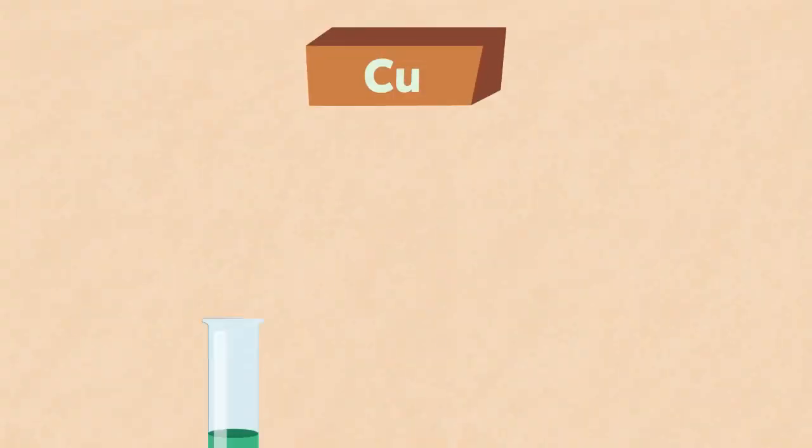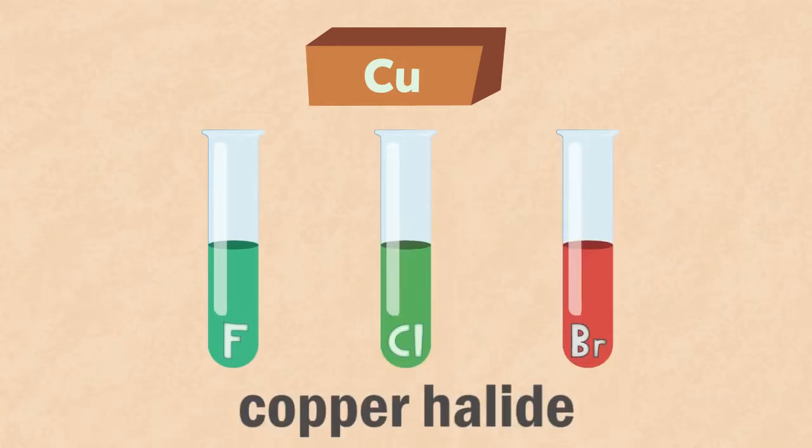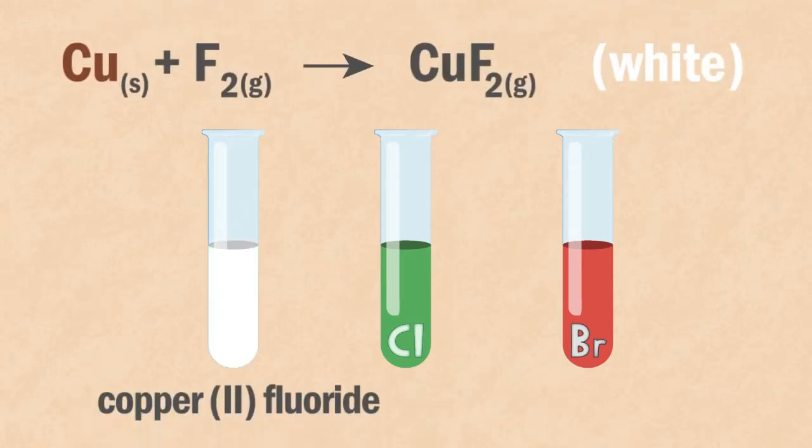Next, if you react copper with an excess of a halogen, that's fluorine, chlorine, or bromine, it will produce a copper halide. These halides have different colours, as shown by the equations on your screen.